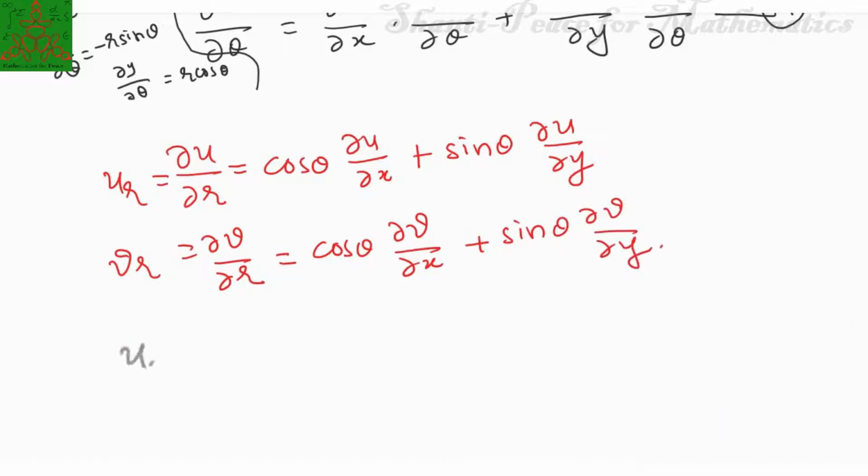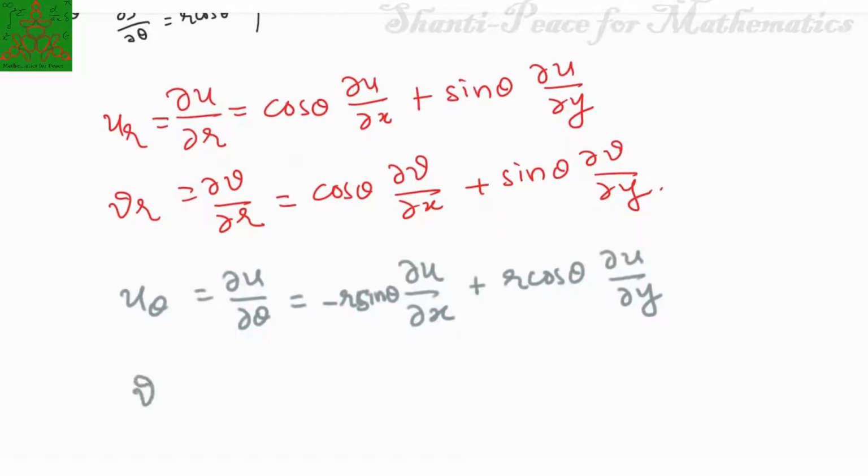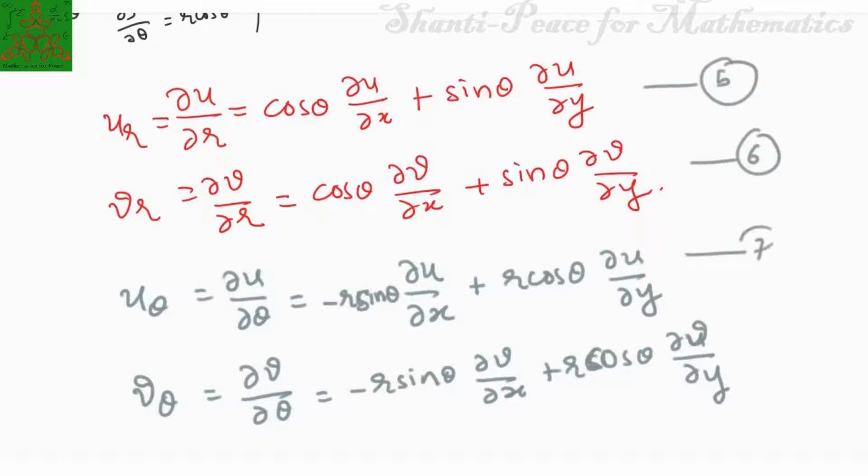Then you will have u theta, that is del u by del theta. As per the chain rule, it is del u by del x into del x by del theta, so that is minus r sin theta, plus r cos theta del u by del y. And the second equation, v theta, will be del v by del theta equal to minus r sin theta del v by del x plus r cos theta del v by del y. We call these equations 5, 6, 7 and 8.